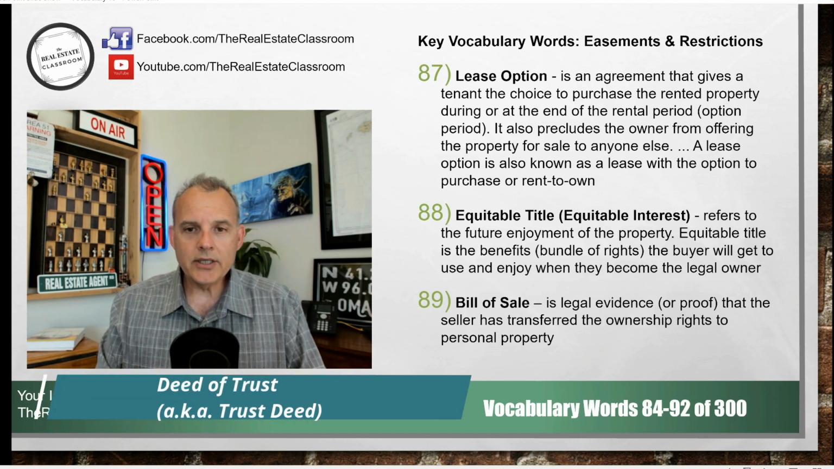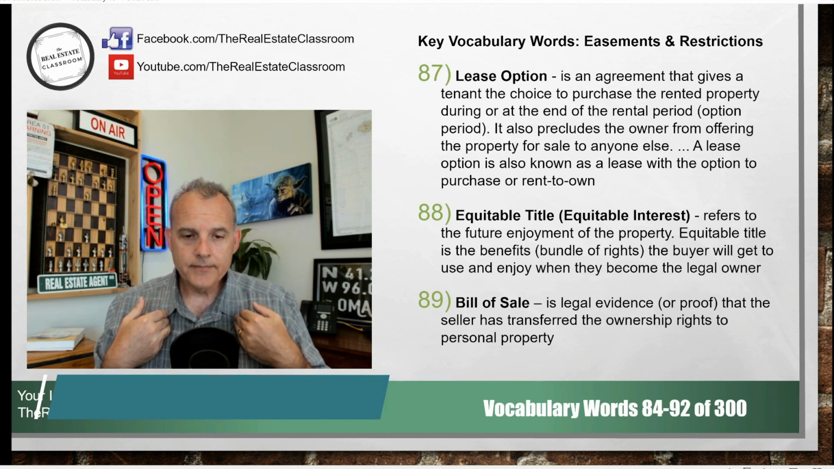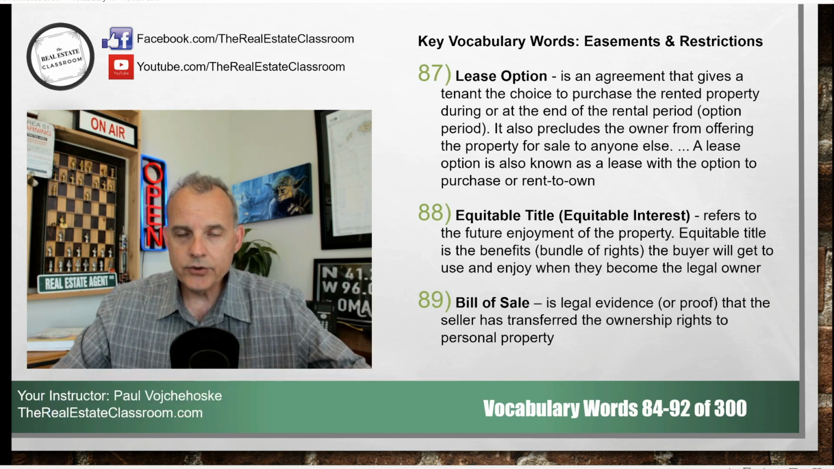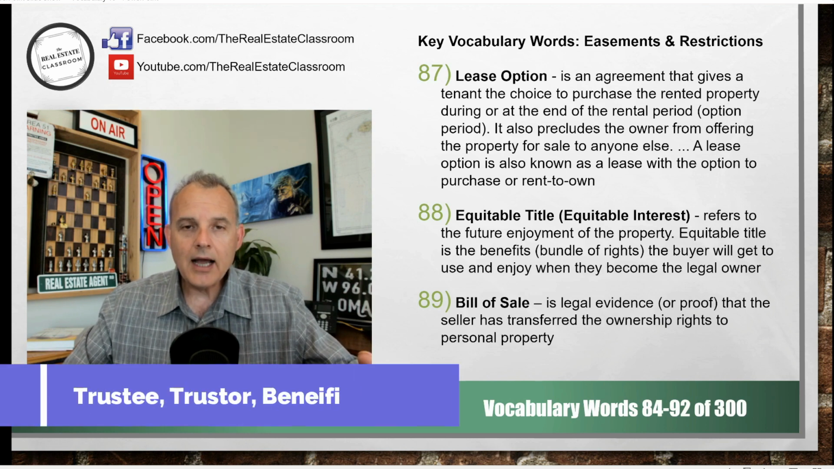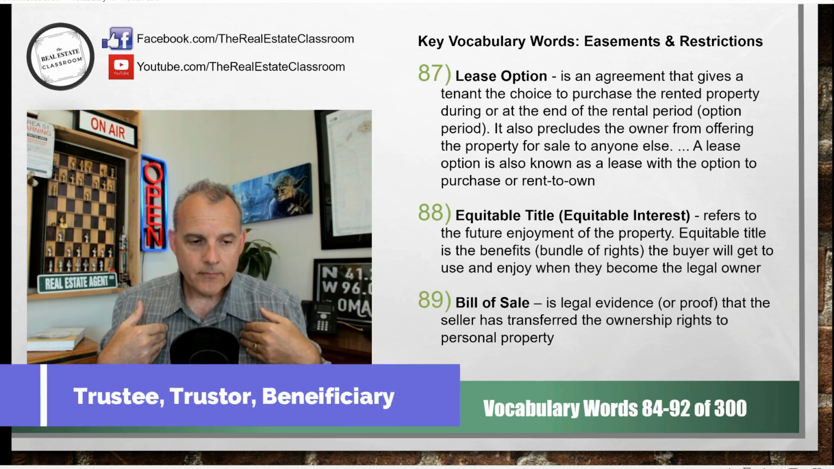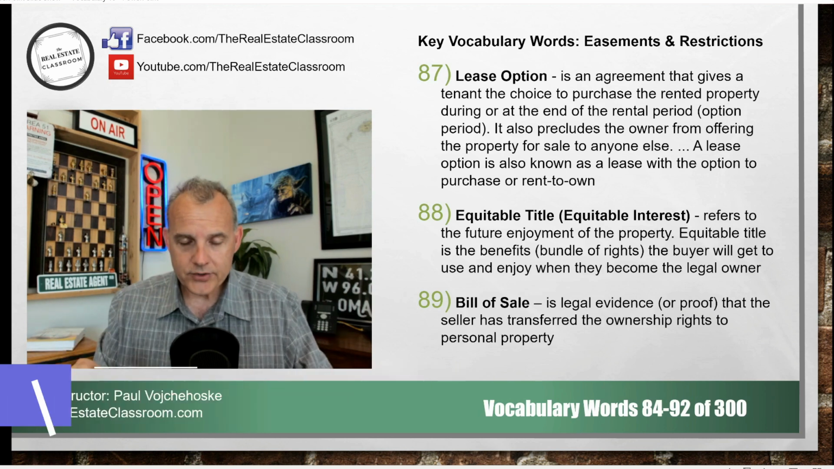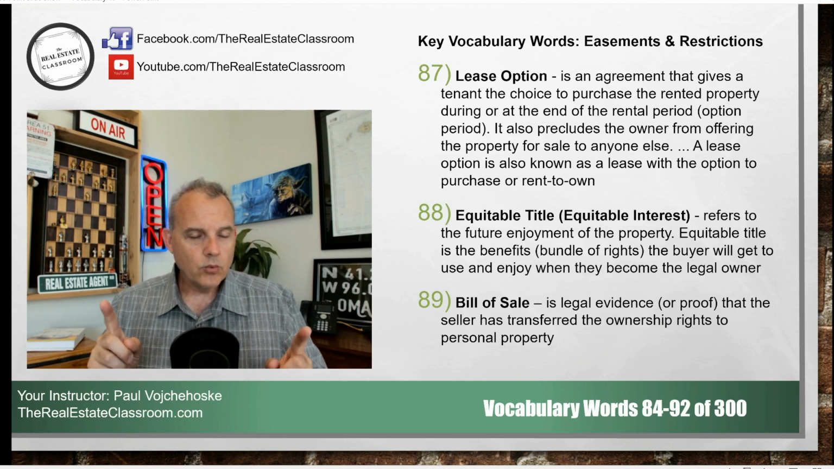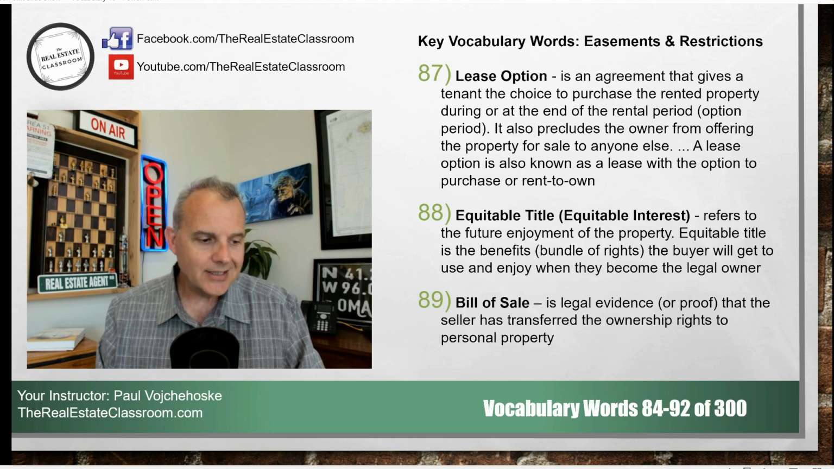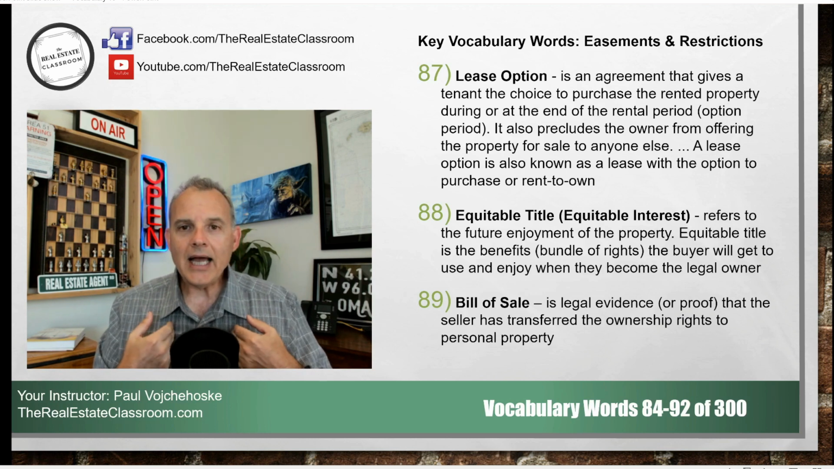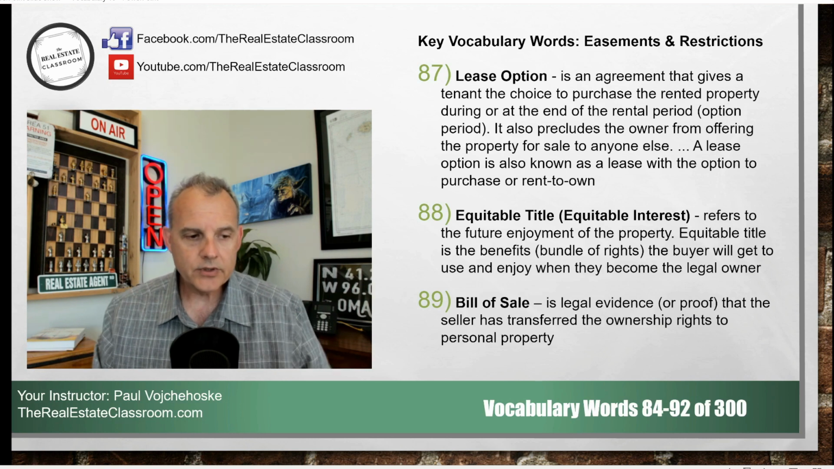So mechanically what happens is I no longer have legal title. I transfer that legal title to what's called a trustee, and I become the trustor, and the bank is the beneficiary. So there's three parties involved. The reason I bring this up is because as soon as I sign that deed of trust or trust deed, I now have equitable title and the trustee has legal title to the property.